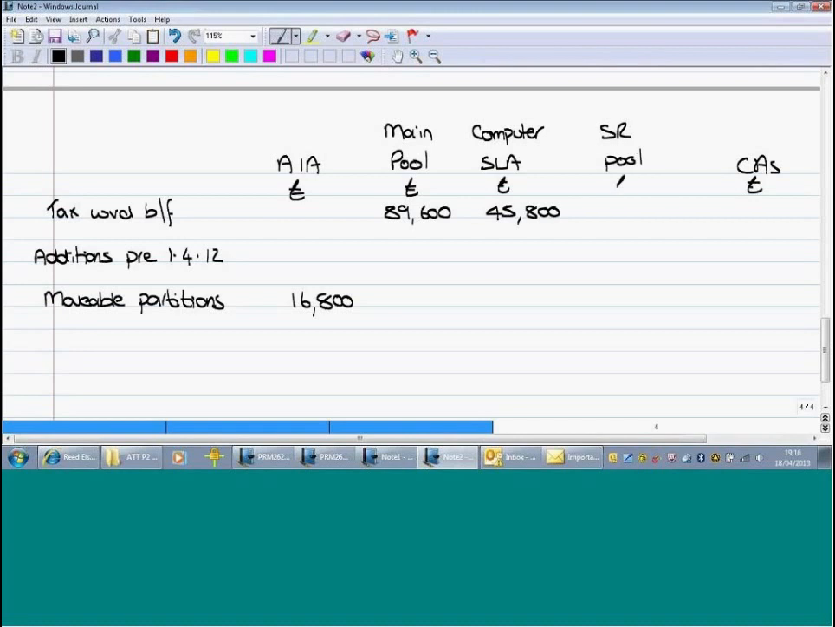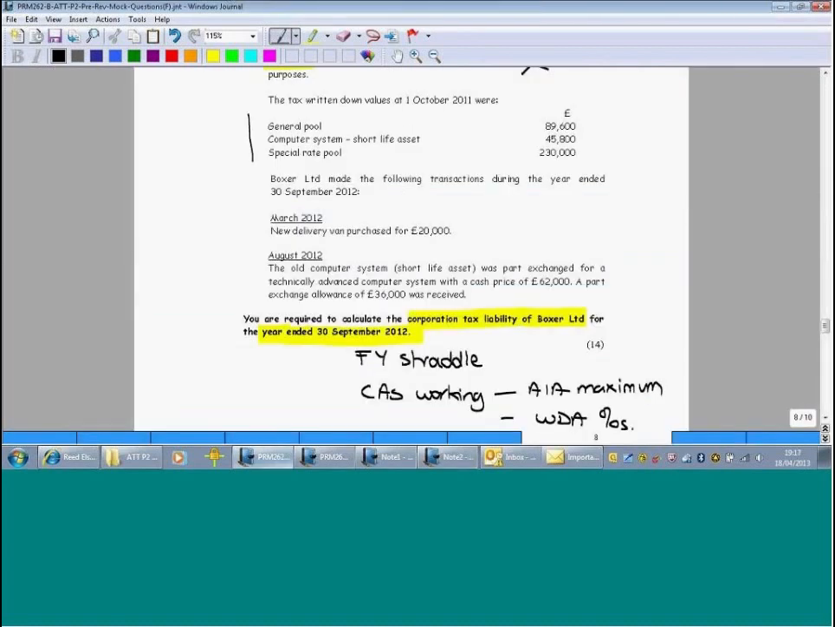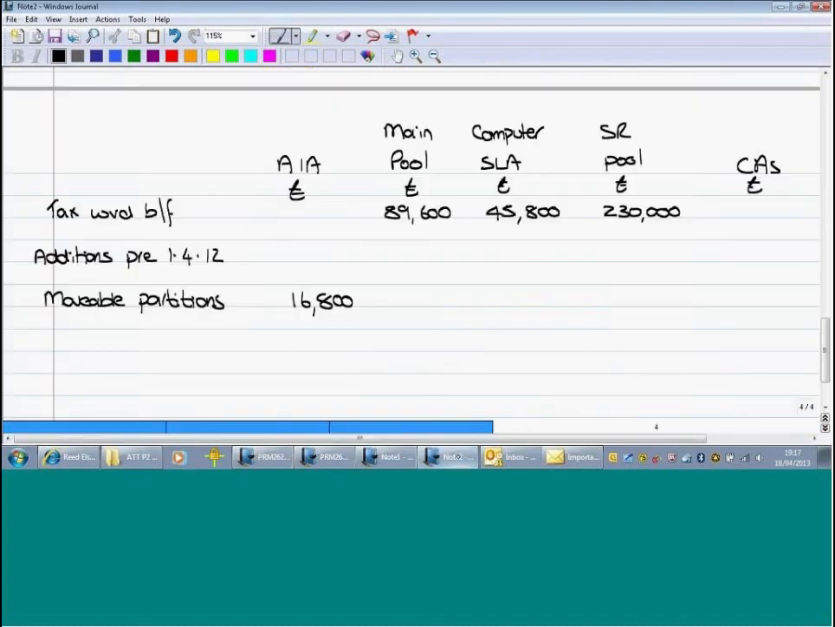So in a minute we're going to have to go and calculate the writing down allowance for this year end for the special rate pool. No point doing it until you know you're going to need it. We're then told, looking back at the question paper, that there were a couple of other additions. A new delivery van was purchased in March 2012 for £20,000, so I'll take that to my working. It was an addition before the 1st of April 2012, so I'll put it here, the van, 20,000.